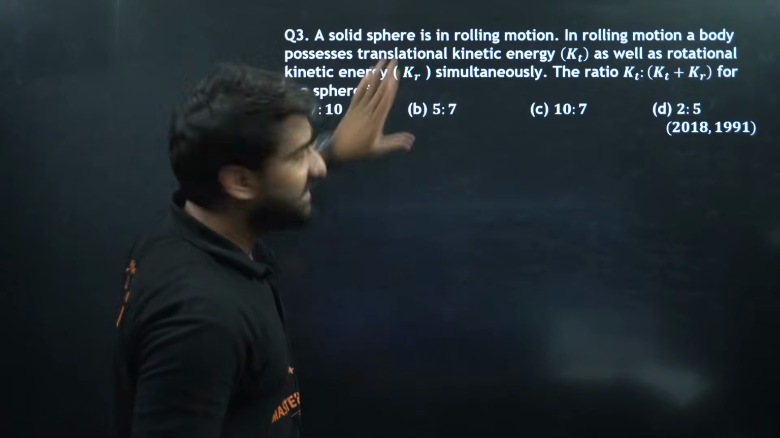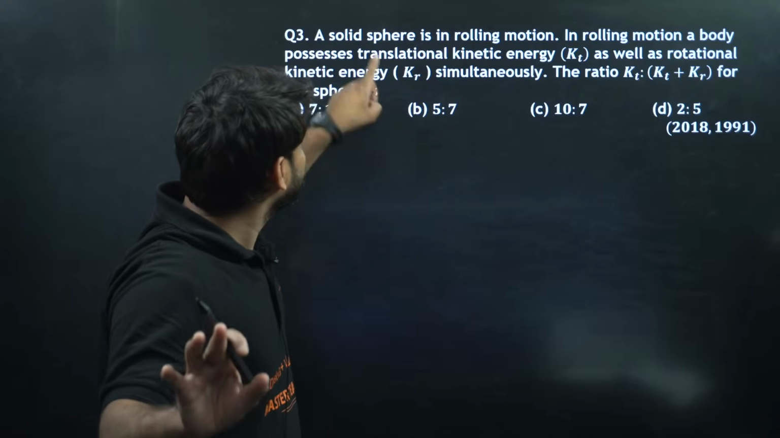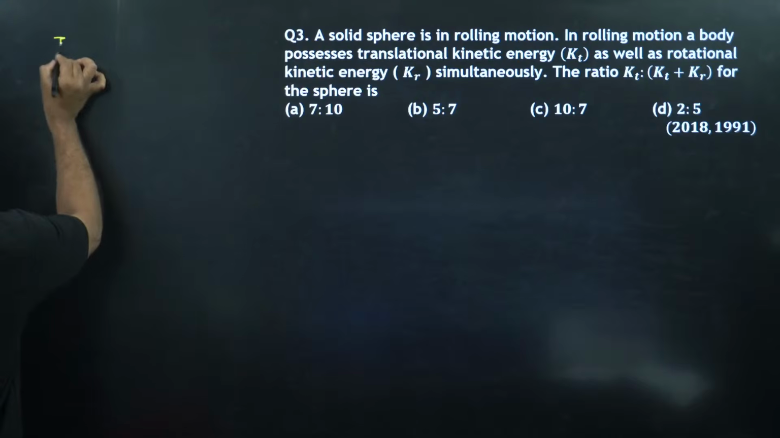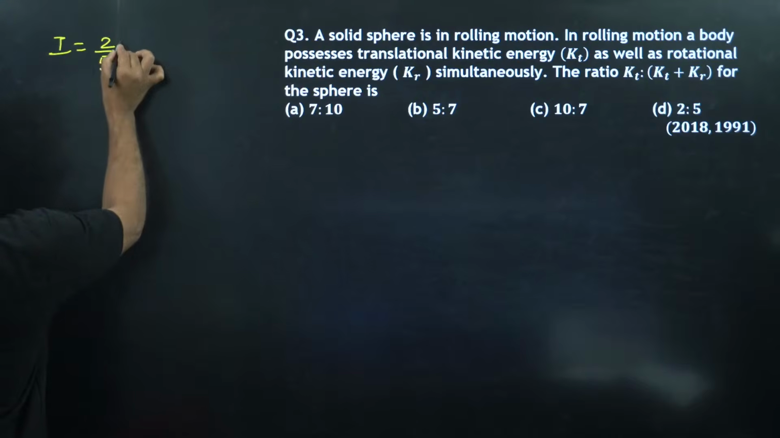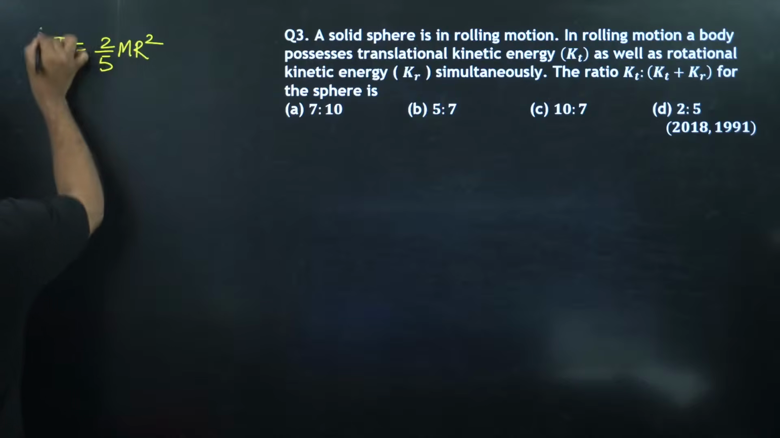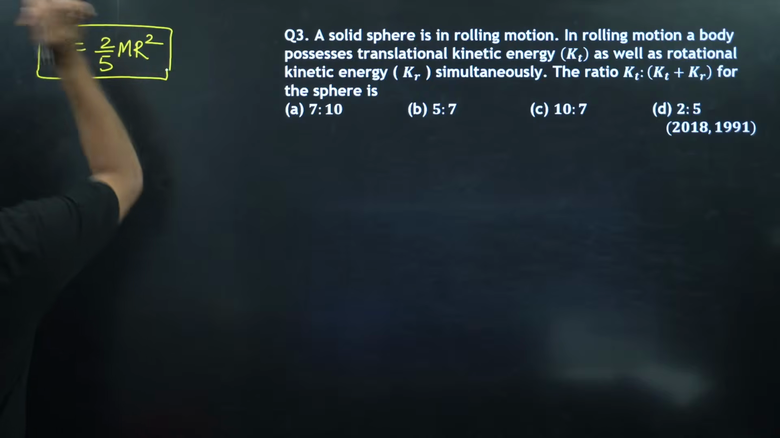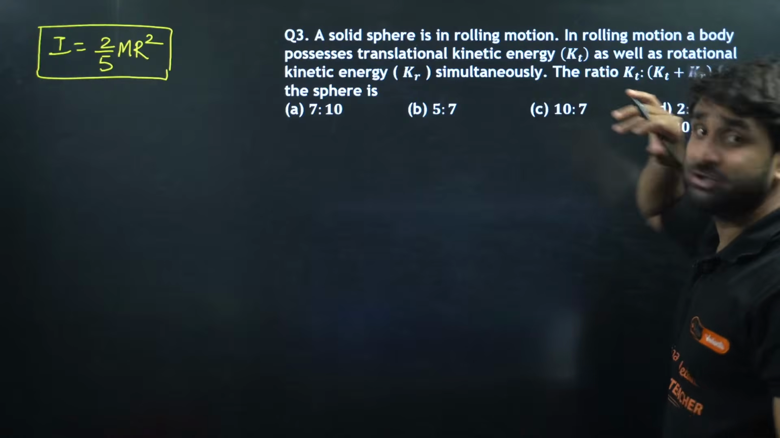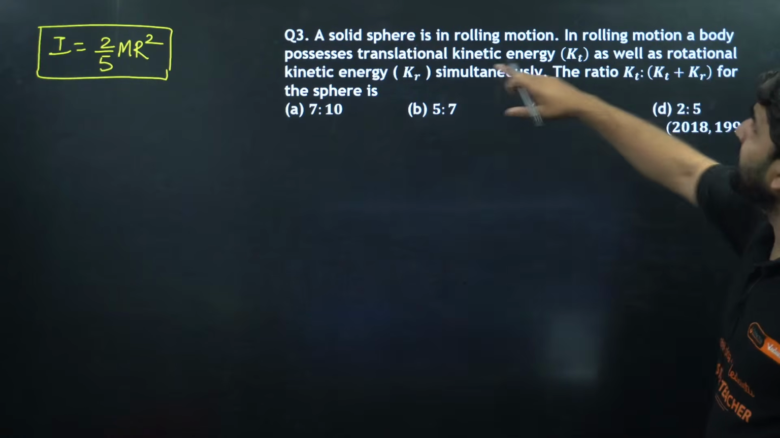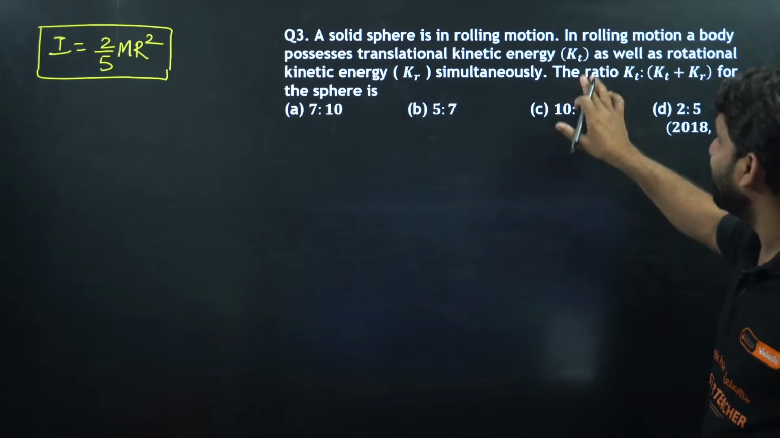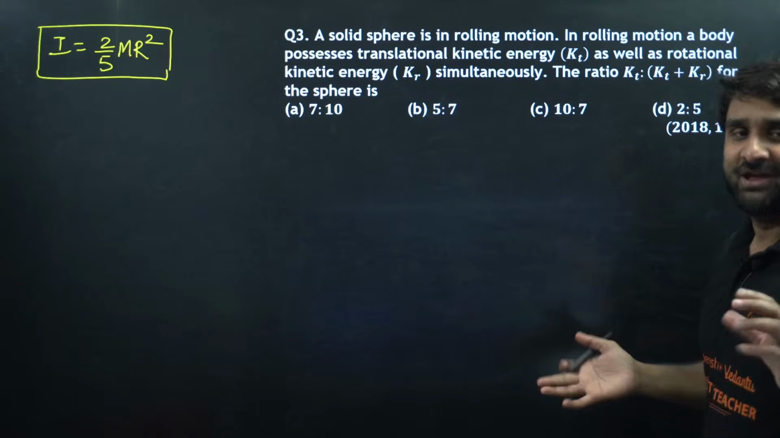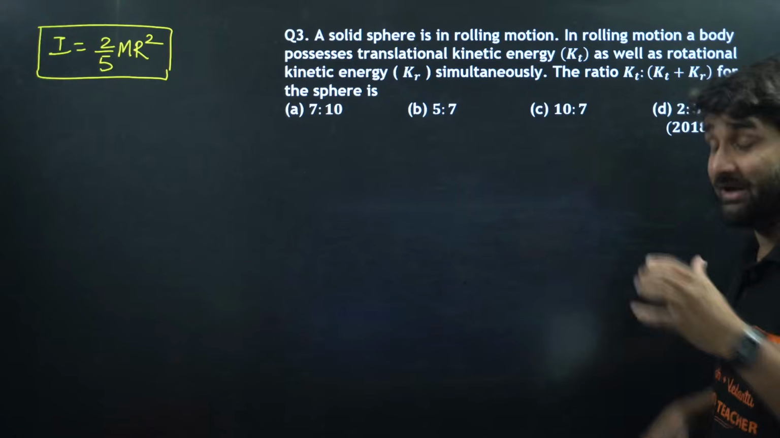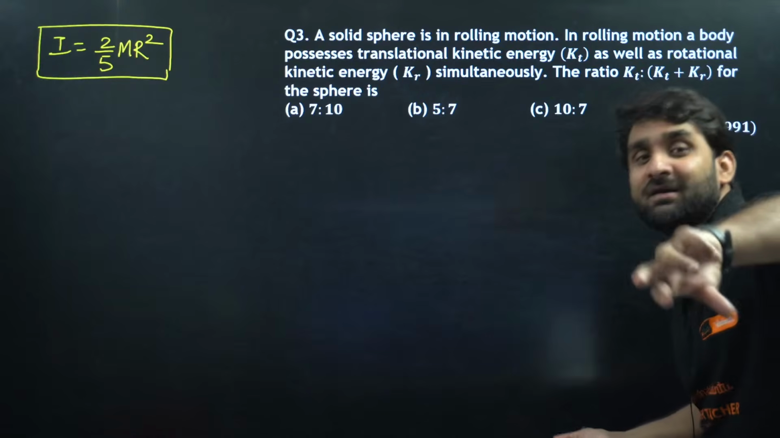Okay, so there is a solid sphere. It is clear that the moment of inertia of a solid sphere is equal to 2 by 5 mr square. I hope you all know this formula, 2 by 5 mr square for the moment of inertia of a solid sphere. Now, is it in rolling motion? In rolling motion, a body possesses translational kinetic energy KT as well as rotational kinetic energy. If something is rolling, there will be both translational as well as rotational motion, so the energy will be both.